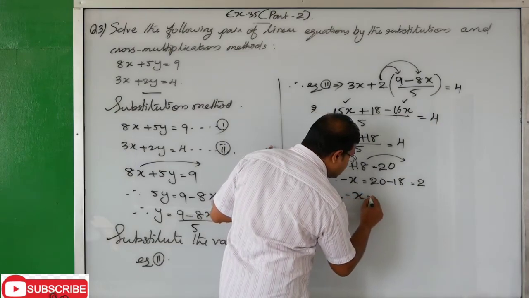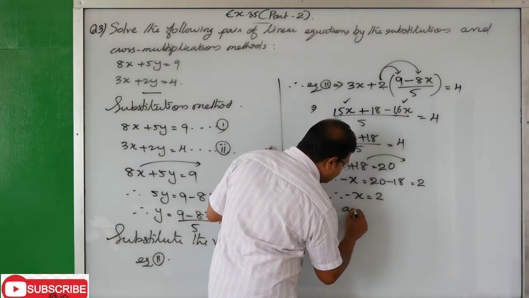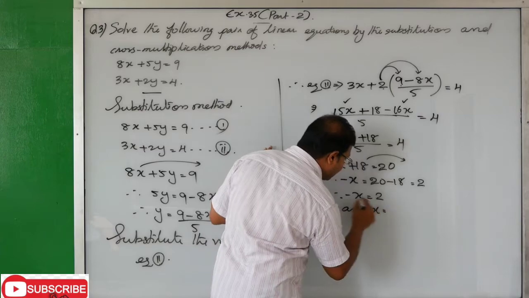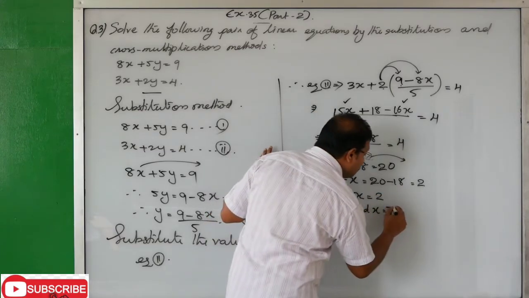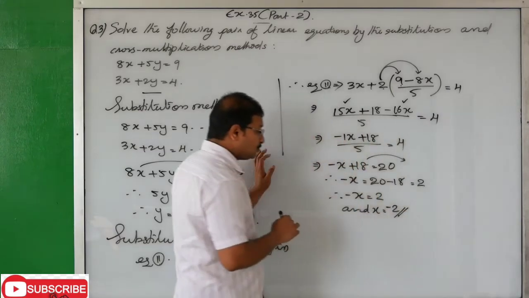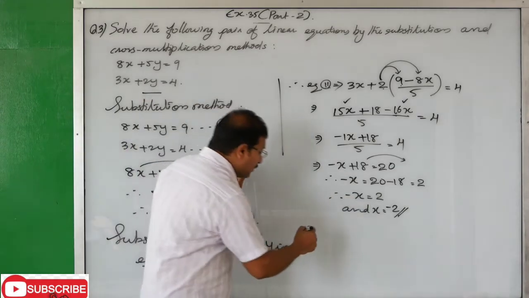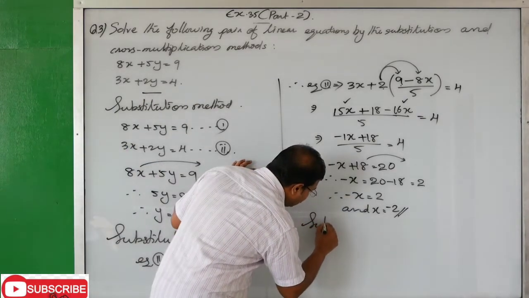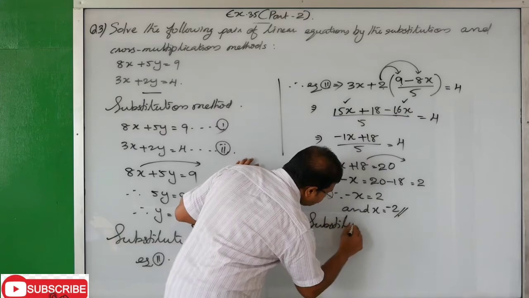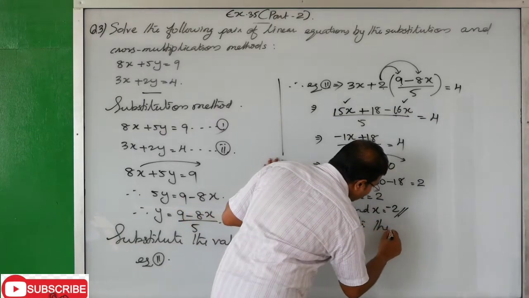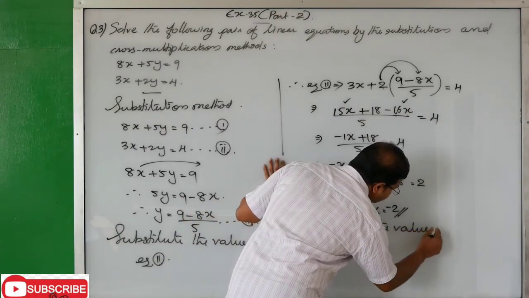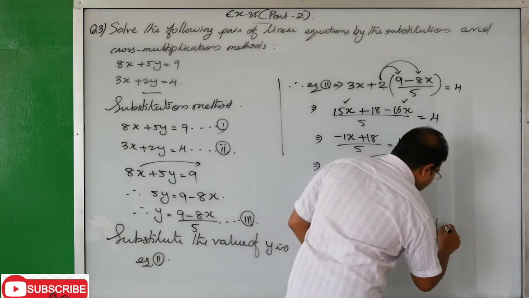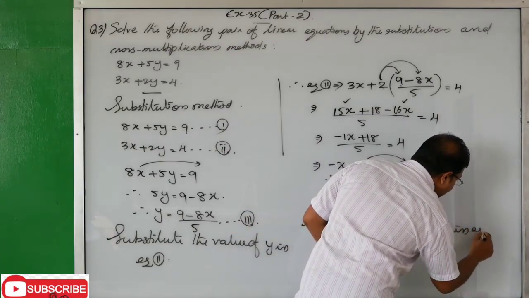Therefore, minus x equals 2, and x equals, what will happen? Minus will go to the next side. That means minus 2. Ready? So the value of x is minus 2. Now what will you do? Substitute the value of x in equation 3.